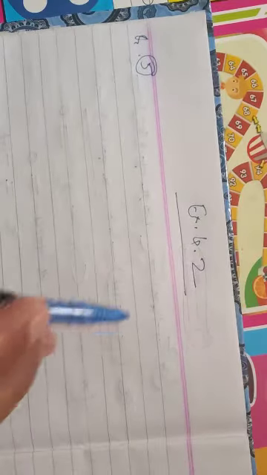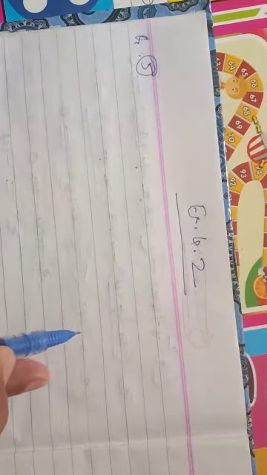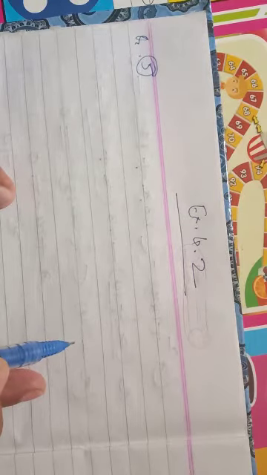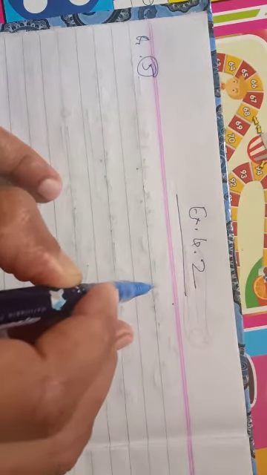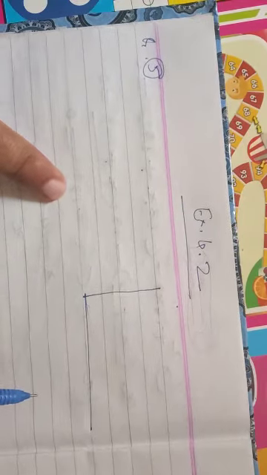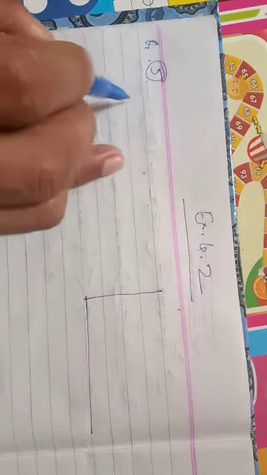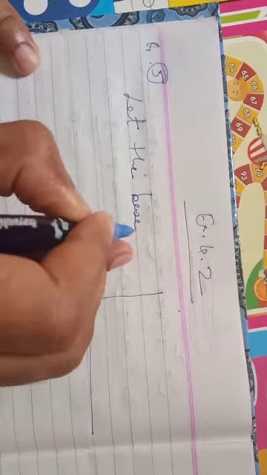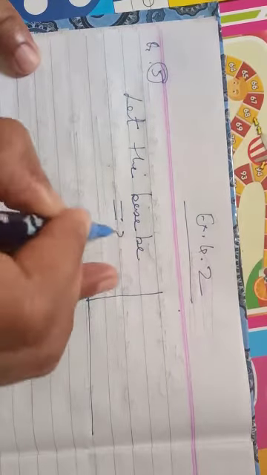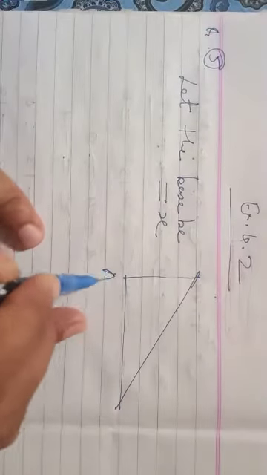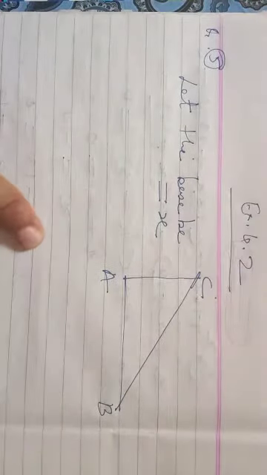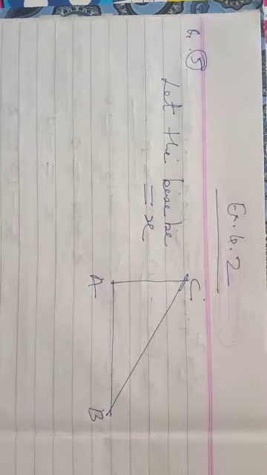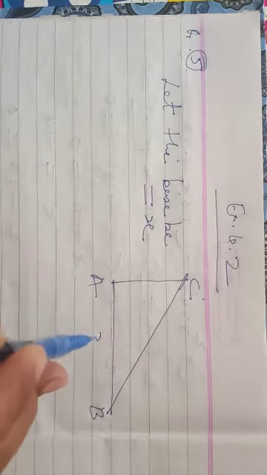Okay. Now, altitude, it means that is the perpendicular of the right angled triangle. And according to the question, let the base be equal to x. ABC is the right angled triangle where base AB is equal to x.